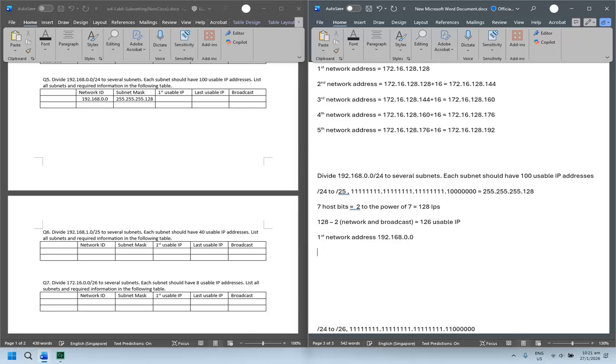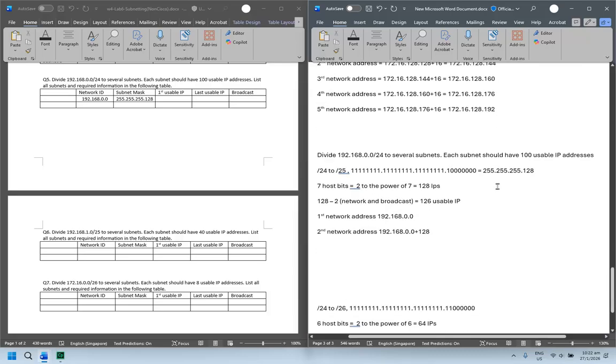192.168.0.0. My second network address will be equal to 192.168.0.0 plus 128 IP. Because based on the previous working, we know that adding the total IP addresses will give me the network address of the new second group. It will be 192.168.0.128. So I will have my 192.168.0.128. Subnet mask is the same for both groups.